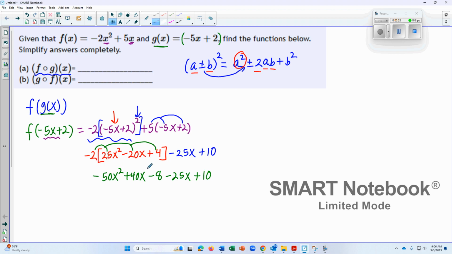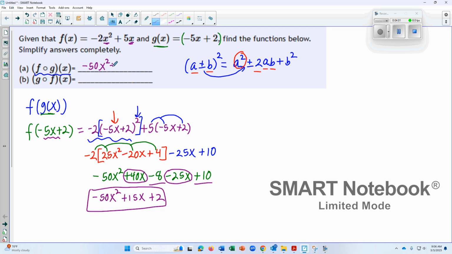And then the last thing we have to do is clean this up a little bit by combining our like terms. So let's see, we have that negative 50x squared, and then as far as x's, we've got 40, we have minus 25. So when we combine that together, that should be a positive 15, so plus 15x. And then minus 8 and a plus 10 would be a plus 2 when we combine all that. And so that's what we end up with on this composition function right here. So we're going to have negative 50x squared plus 15x plus 2.